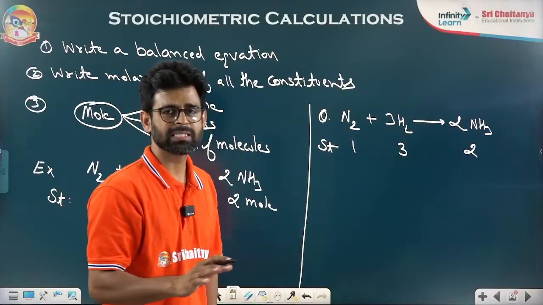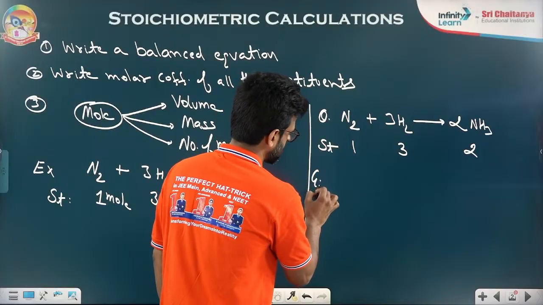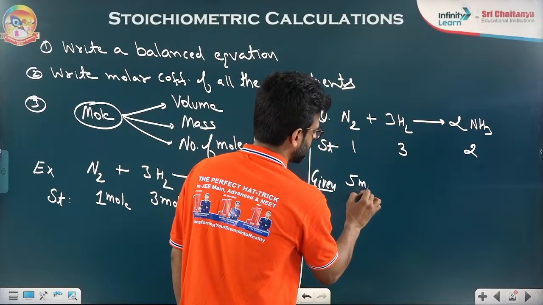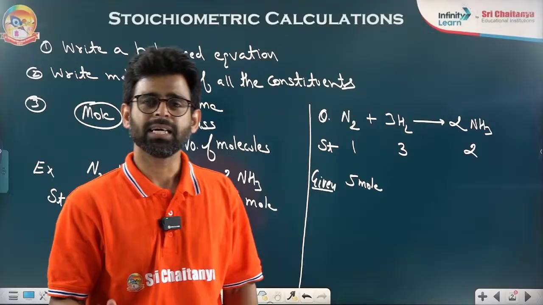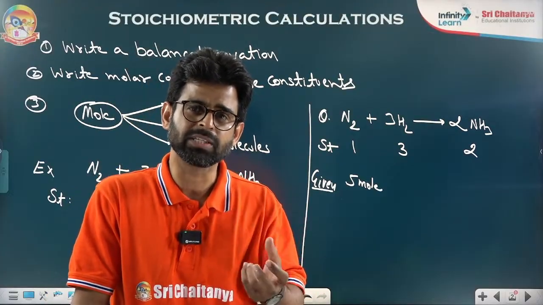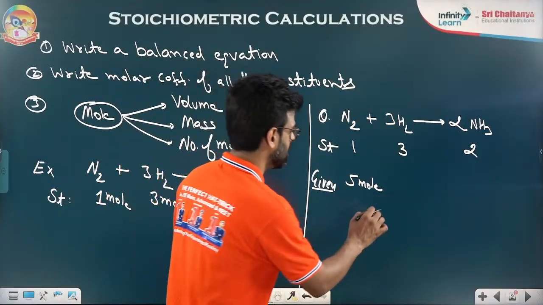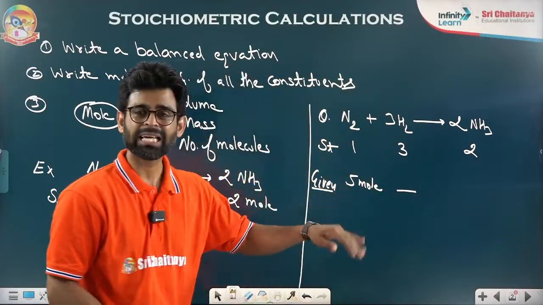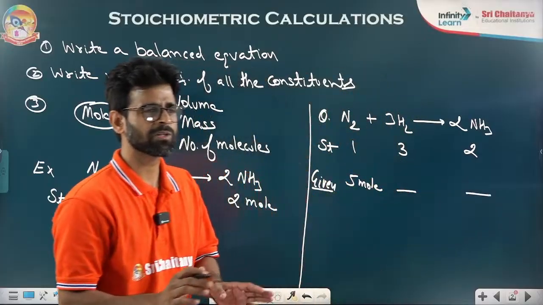So this time I'm asking a very simple question. Imagine I am having 5 mole of N2. Imagine in the question they are saying, if I have 5 mole of N2, then to completely finish 5 mole of N2, I will need how many mole of H2, and the 5 mole of N2 can produce how many mole of ammonia? Can you answer this very simple question?